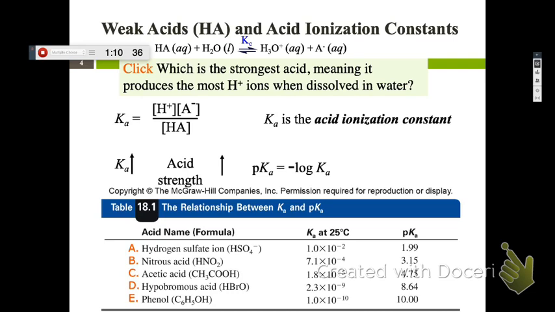All right, we have 35 responses. I cannot see them on my base station. But can I get an answer first of which one is the strongest acid? And then I'm going to come back and ask a second question. So what's the strongest acid on this table?